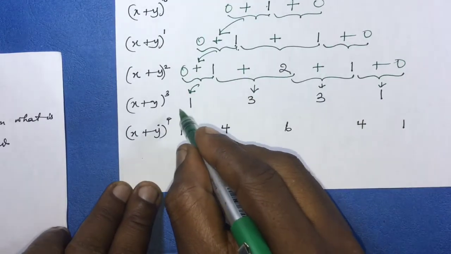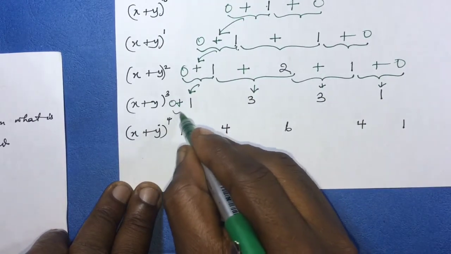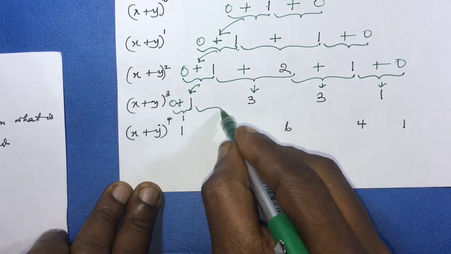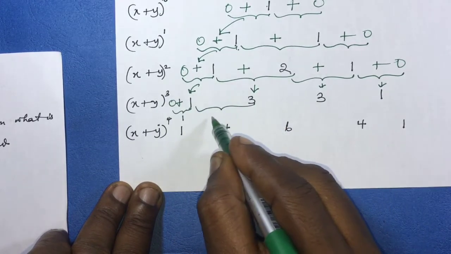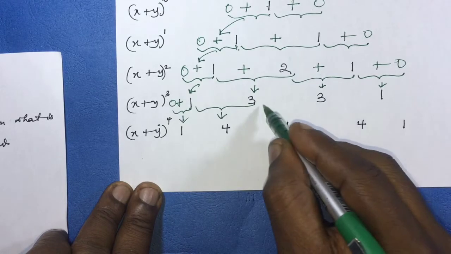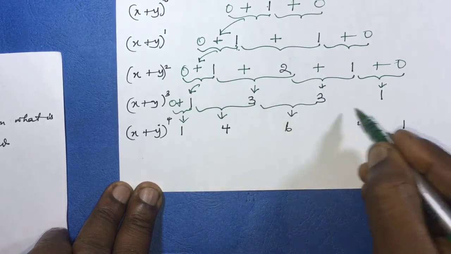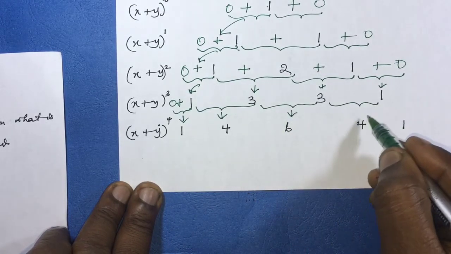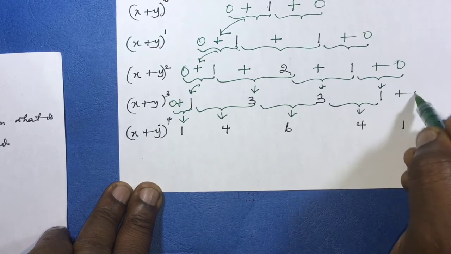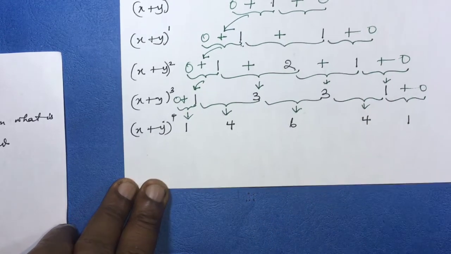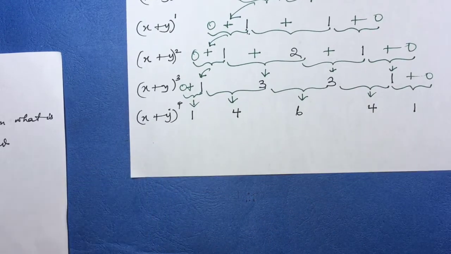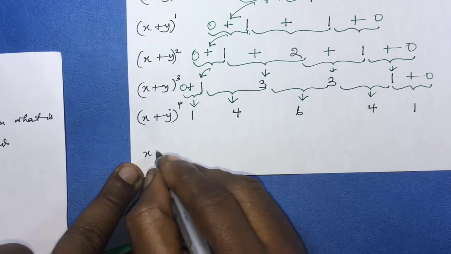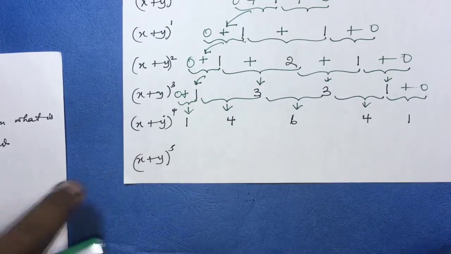If you repeat the same procedure, 1 plus 0 will give you 1. 1 plus 3 will give you 4. And 3 plus 3 will give you 6. 3 plus 1 will give you 4. And then 1 plus another 0 will give you 1.